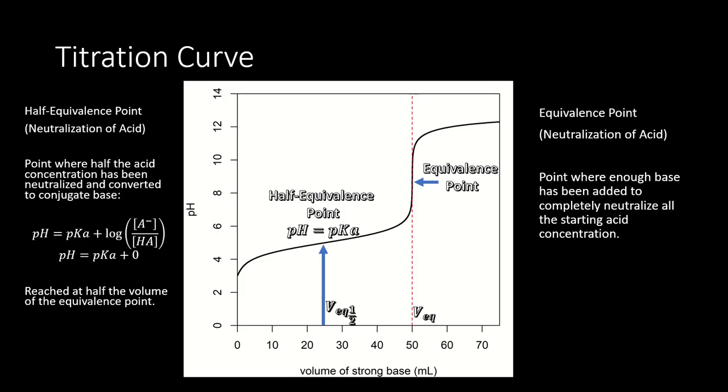The key here is just understanding if you know where the equivalence volume is, then just cut that in half and then go up to the pH point, go up and over, and that tells you the point where pH equals pKa. Or the exact opposite, pOH equals pKb, if we were looking at a base slowly being neutralized with acid.